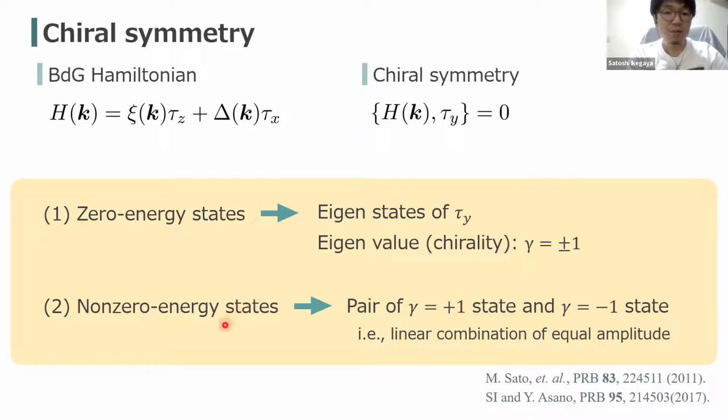And the second property is related to the non-zero-energy states. The non-zero-energy states must be described by a linear combination of the positive and negative chirality states with equal amplitudes. It means, in other words, that the non-zero-energy states are always constructed by a pair of positive and negative chirality states. So by employing these two properties, we can now explain the physical origin of the index Z.